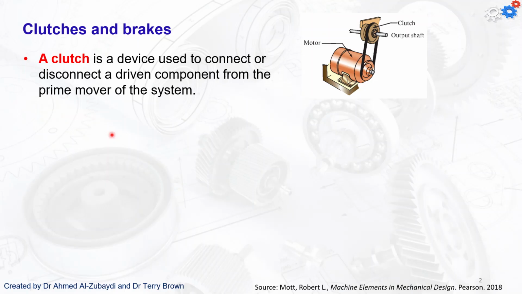So first up, clutch: a device used to connect or disconnect a driven component from the prime mover of the system. Typically our prime mover is a motor, or it could be an engine. And then we've got some kind of an output. Here we've just got a belt drive, and in this case we sometimes want to disconnect and then reconnect the output from the input. The way we can do that is with the clutch.